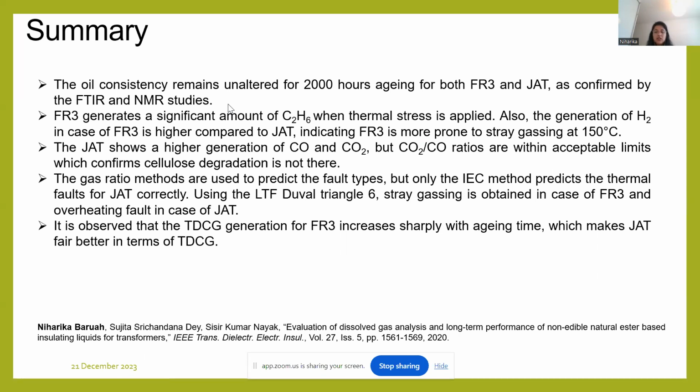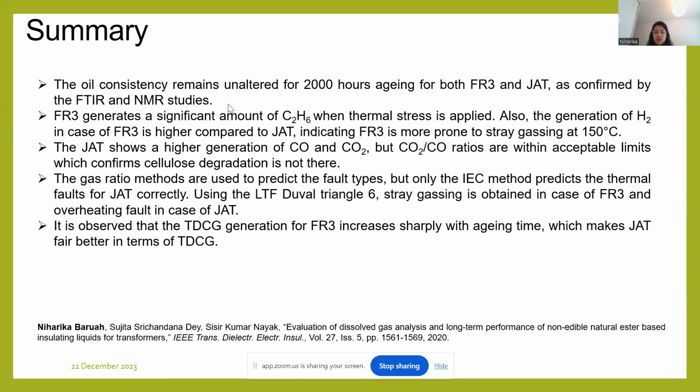So these ratios are within acceptable limits, which confirms that cellulose degradation is not that much in Jatropha. The gas ratio methods are used to predict the fault types, but only the IC method predicts the thermal faults for Jatropha correctly. As I have told, all these ratio methods are not very accurate, but with the Duval's triangle method, stray gassing is obtained by far and overheating in case of Jatropha.